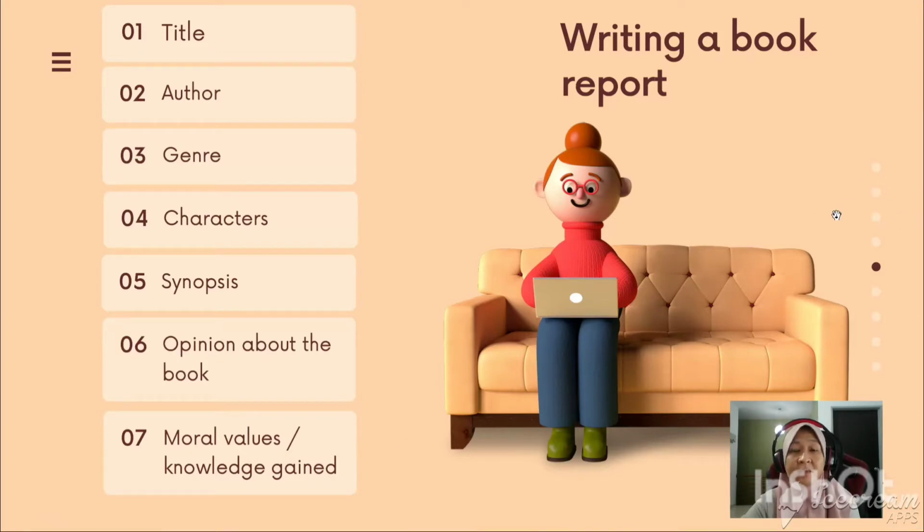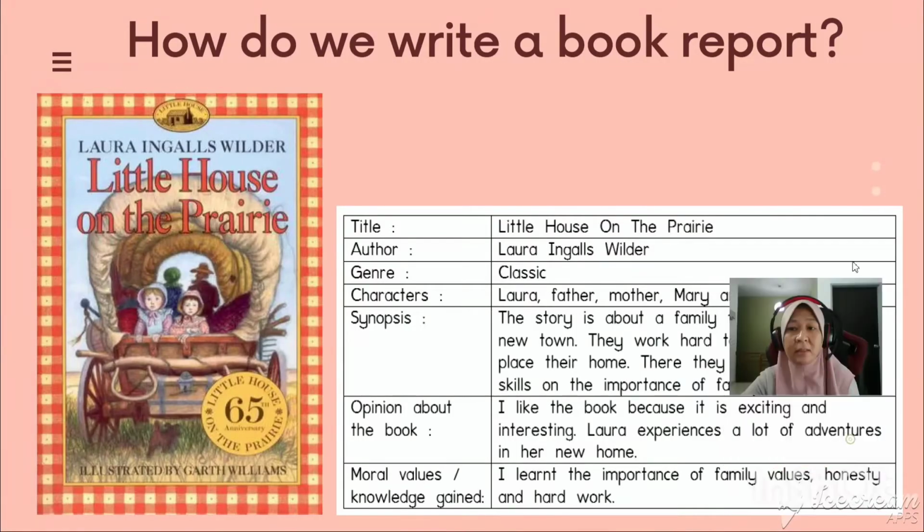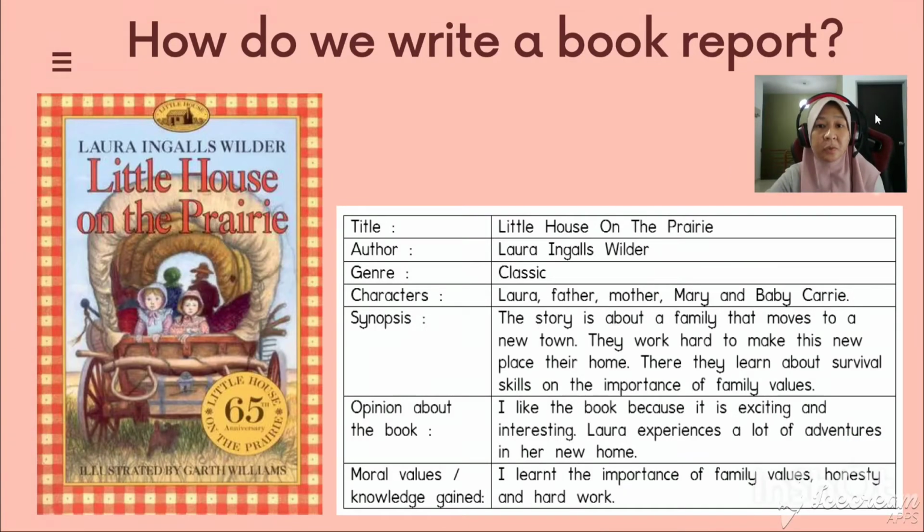Alright, let's look at the next part. Now, how do we write a book report? This is the first example. The title is Little House on the Prairie. The author of this book is Laura Ingalls Wilder. The genre of this book is classic.